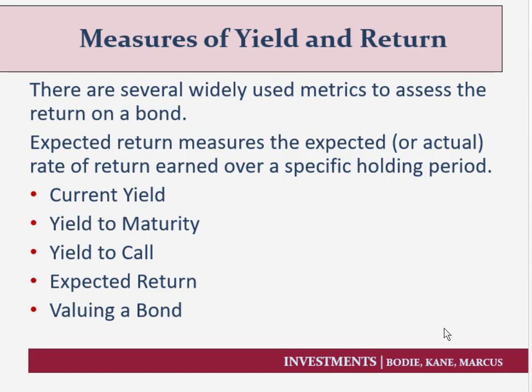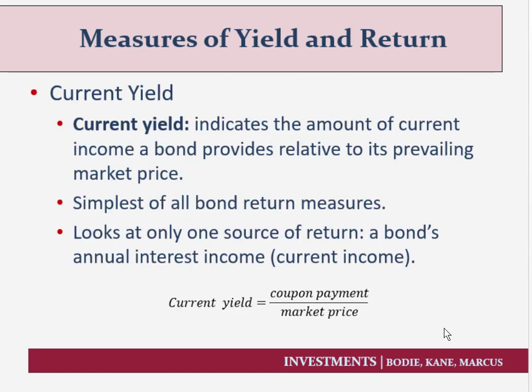So we have 4 or 5 different things we can think about, or different types of returns that we might have an interest in. The current yield indicates the amount of income you would earn if you bought the bond today, you held it for a year, and you only incorporated the interest for that year. So it really is just the annual earnings, annual return based on today's price. So as you can see here, it's the coupon payment divided by the market price.